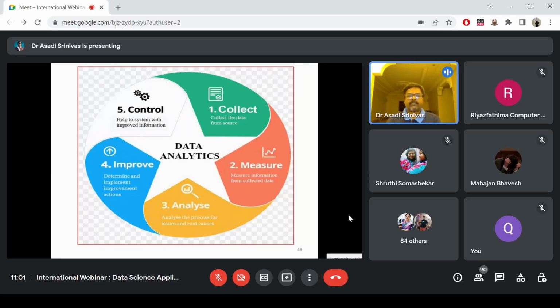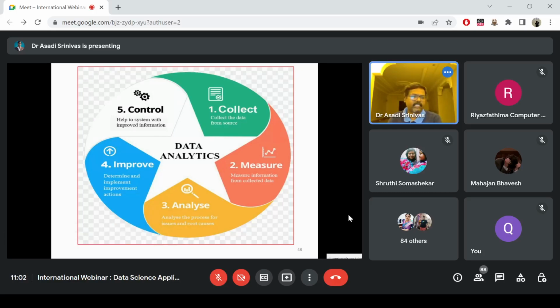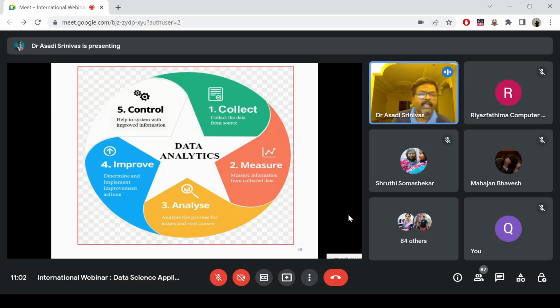These are the steps. First step, collect the data from various sources like banking sector, retail market, NASA data, and e-commerce data, etc. Then measuring information from the collected data. Then analyze the process for issues and root causes. Then determine and implement improvements and actions. Finally, control helps the system with improved information. These are the data analytics 5 steps.